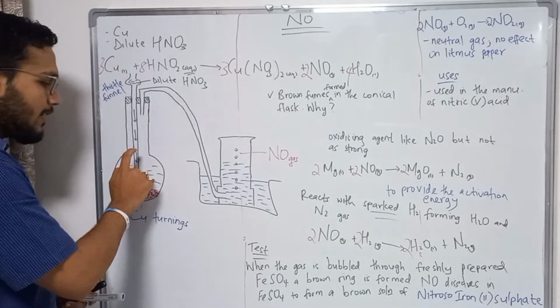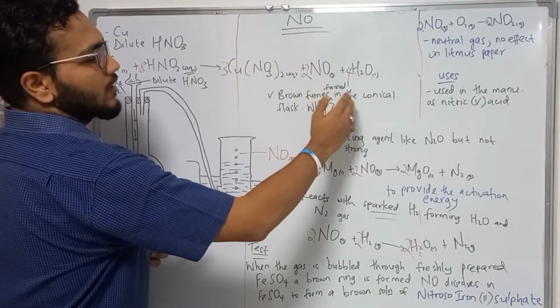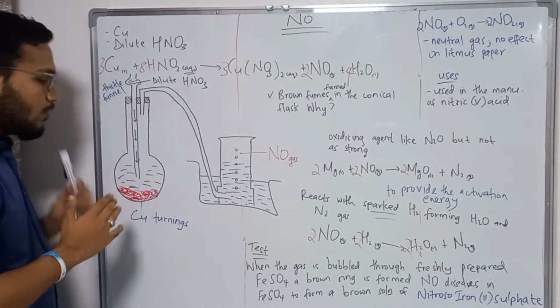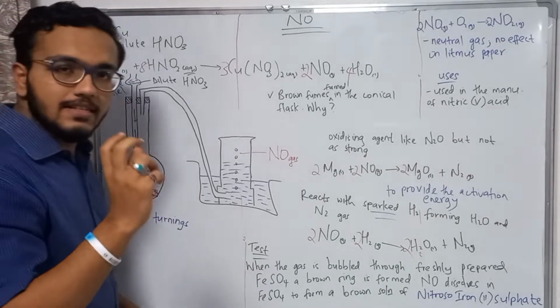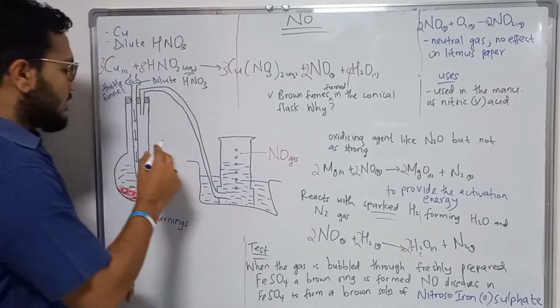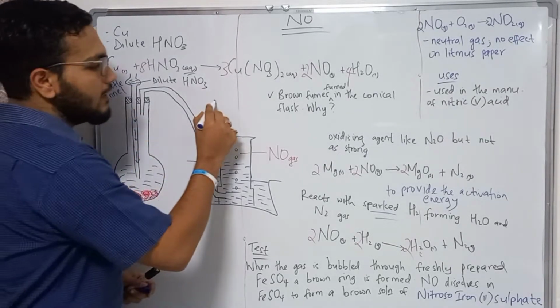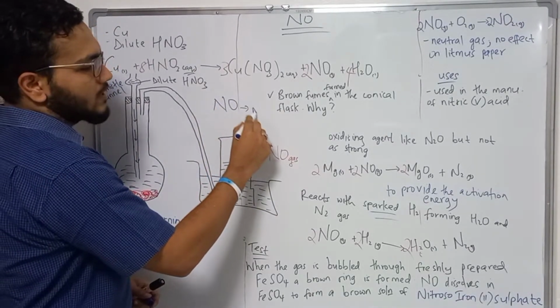Now, a good question asked and favorable for examiners is, why are there brown fumes produced in the conical flask? In this conical flask, brown fumes are formed. Why? This is because, as we know, before there is anything in this flask, there is air, and when there is air, it means there is oxygen. So the oxygen that is already there oxidizes the NO, the nitrogen 2 oxide, to form nitrogen 4 oxide.